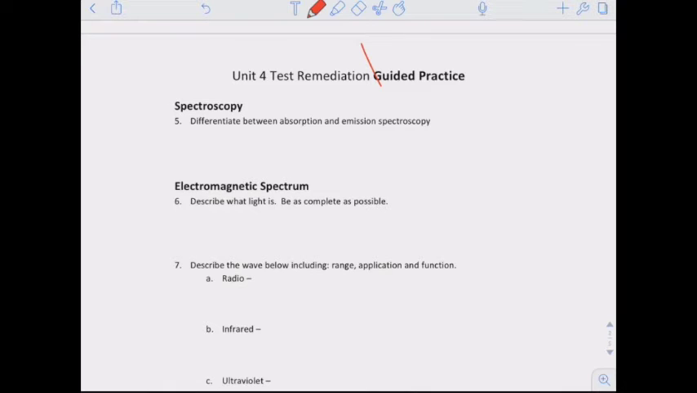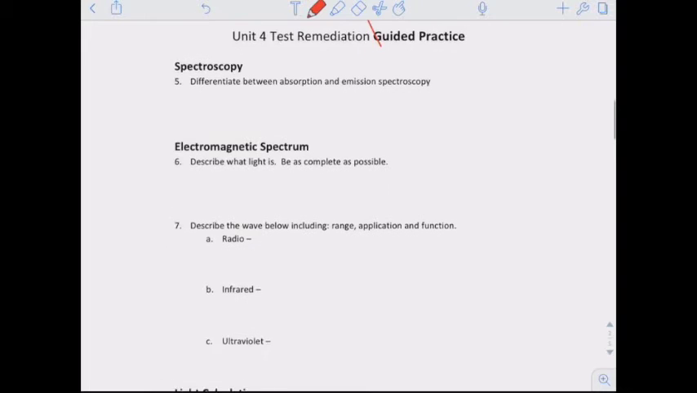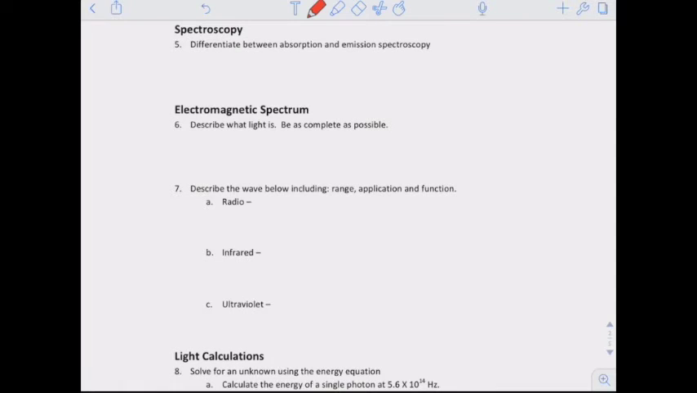Number 6, it says describe what light is, be as complete as possible. Light is both a photon, a particle of light, and it is also a wave. We call it the wave-particle duality of light, that it's both those things at the same time.